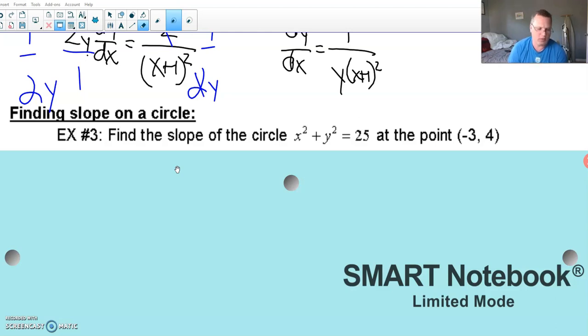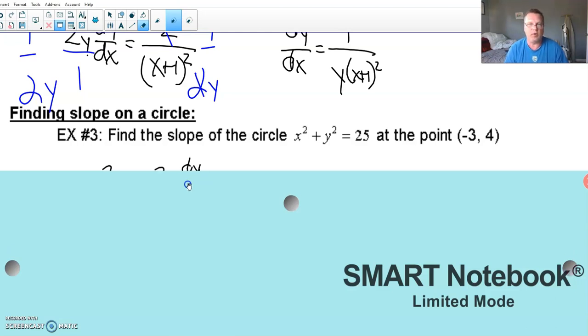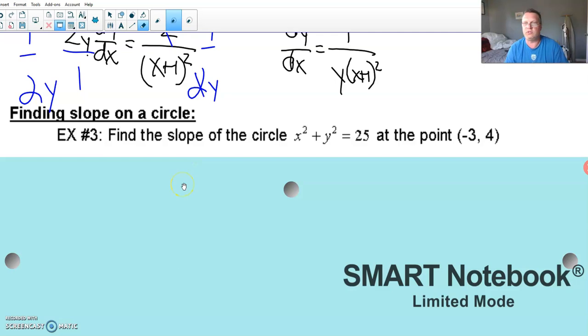Okay. So we're working a little more with implicit differentiation. The two things we're going to do is finding a slope on a circle. So if you don't have this part of the notes, just copy this down. It's just this page and the next page. And then next week we're going to do a second derivative, just so I can introduce you to that.